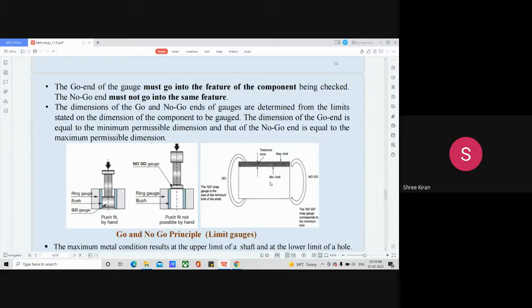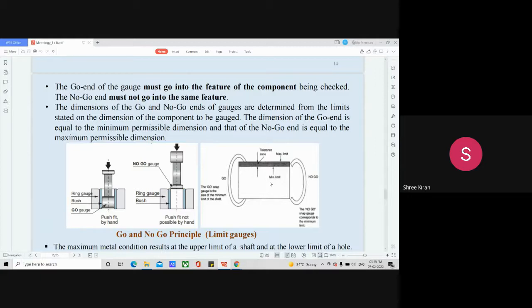Taylor's principle states that the go gauge should check all the dimensions, that is the roundness, the size, the location of the workpiece at a time. So what happens over here is the go end of the gauge must go into the feature of the component being checked, and the no go end must go into the same feature.